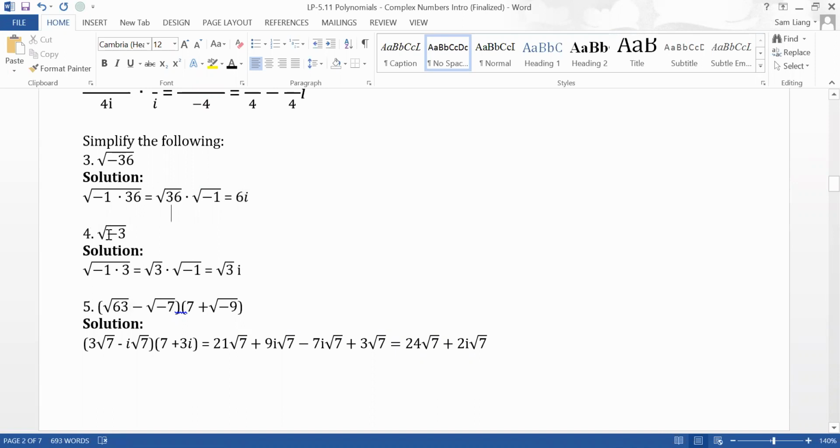Okay, for question 4, this is pretty much the same as 3. You can actually just write this as i root 3. All you do is rewrite this as root 3, the other number, times square root of negative 1, and this will become root 3 i.